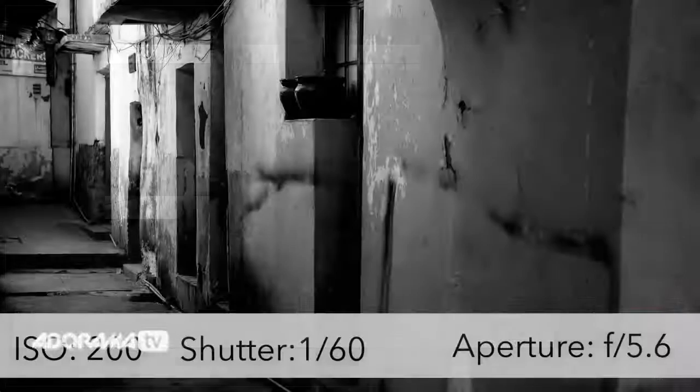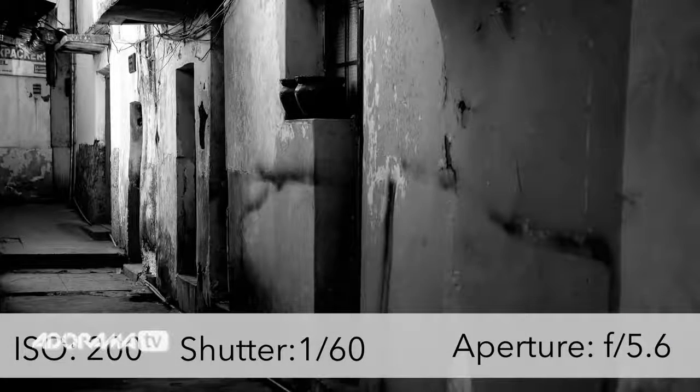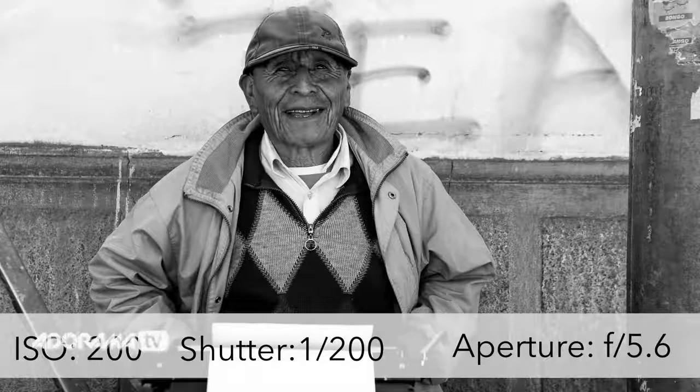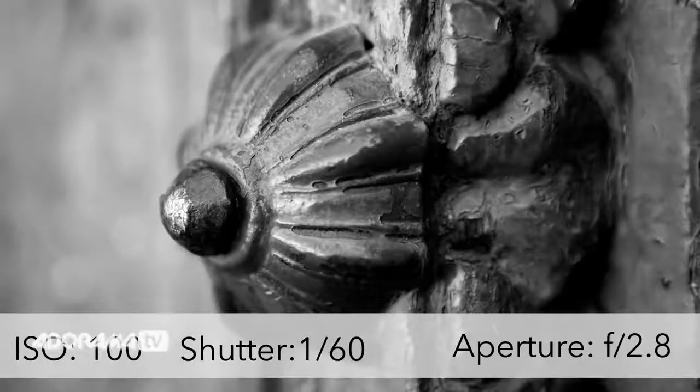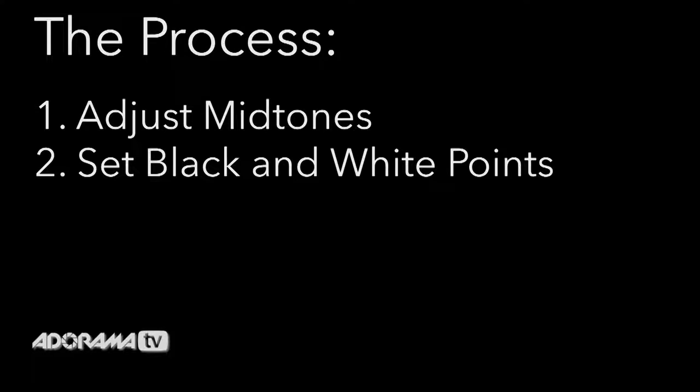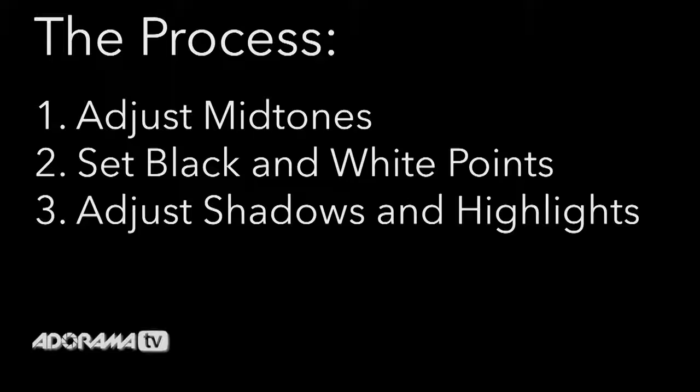Now, what we want to do, we have a goal, and our goal is to create high contrast black and white images using these zones to manipulate the tonal values in our images. And we want blacks that are absolutely black, and we want whites that are absolutely white, and we want to adjust everything else according to our artistic vision. The process works like this. First, we adjust our midtones, then we set our black and white points. Next, we adjust the shadows and highlights according to our artistic vision.